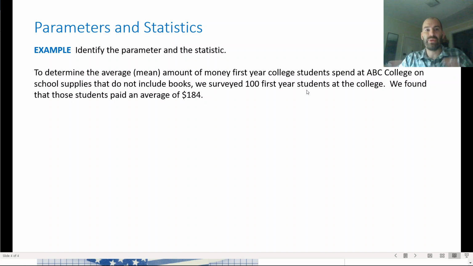So what would the parameter be then? What is this approximating? We surveyed 100 first-year students, so what's the population? The population would be all first-year students at the college. So the parameter would be the average paid by all first-year students at the college. They don't tell us what that is, and we probably will never know, but that's the actual numerical amount. That's what the parameter is: the average amount paid by all first-year students at the college, because that's the population.